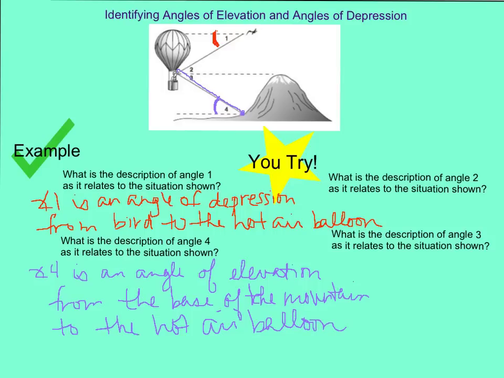So as you can see, we're writing sentence explanations here. It's an angle of depression from the bird to the hot air balloon, or the angle of elevation from the base of the mountain to the hot air balloon. Then you have two you-try problems where you're going to be looking at angle 2 and angle 3. This angle here is angle 2, and angle 3 is this one here.